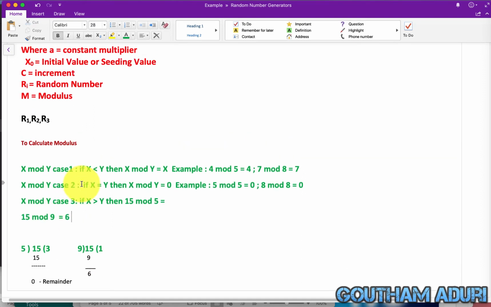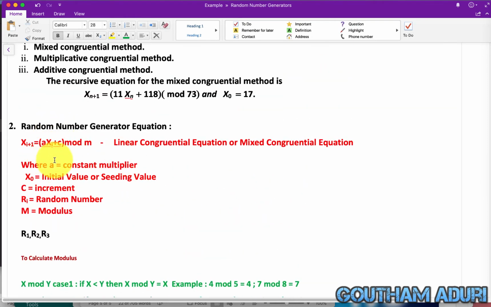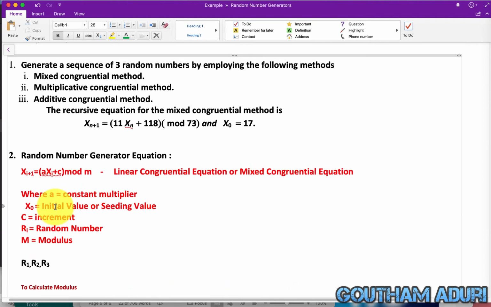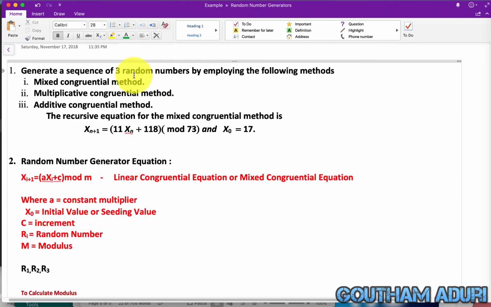So this is how you calculate the modulus, and these are the values: a for the constant multiplier, X0 is called the initial value or seeding value, c is called the increment, and Ri is a random number. So I am asking to find the three random numbers.